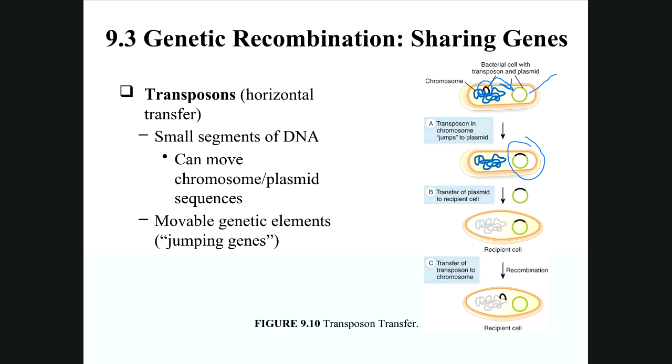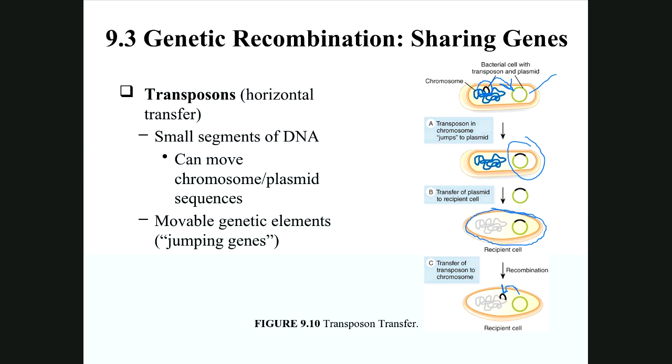Now through one of those methods of conjugation, transduction, or transformation, this plasmid can be transferred to another cell. That's the horizontal transfer now. And now the new cell has that, and it can then hop back onto the new cell's main chromosomal DNA. So we call those jumping genes, and it allows a piece of chromosomal DNA to hop onto a plasmid, go to a new cell, and hop off the plasmid and attach to the second cell's chromosomal DNA.